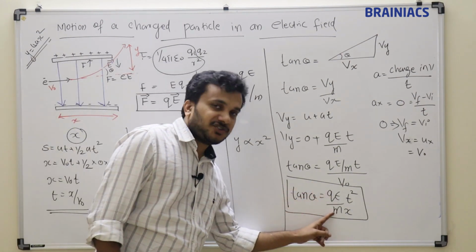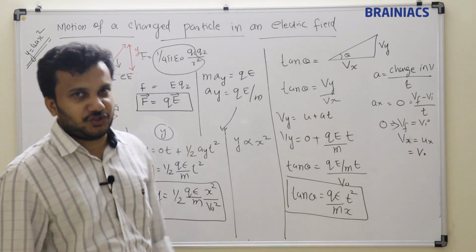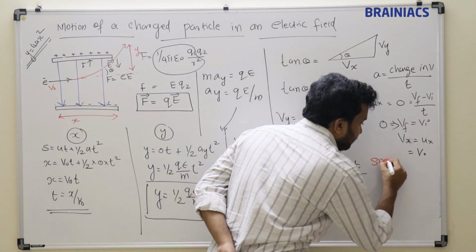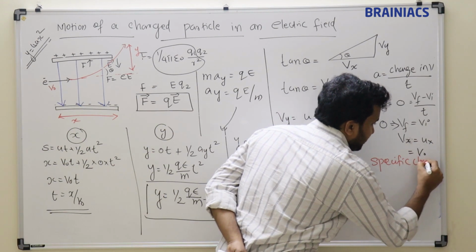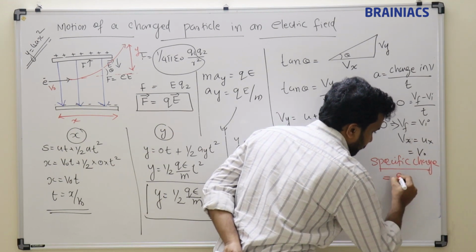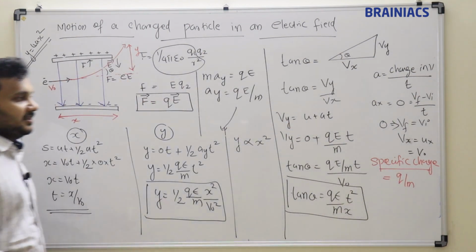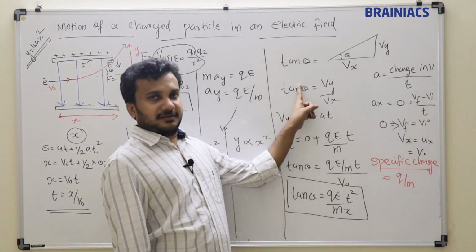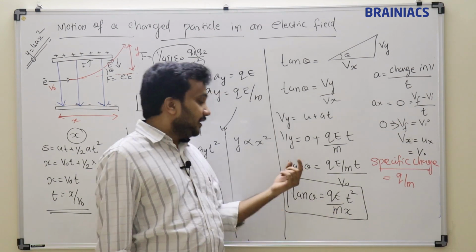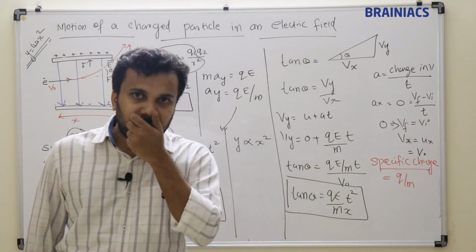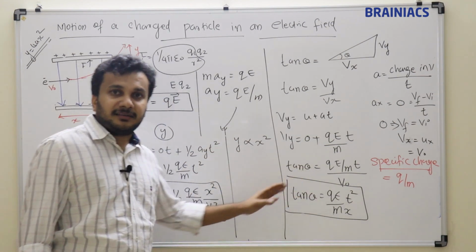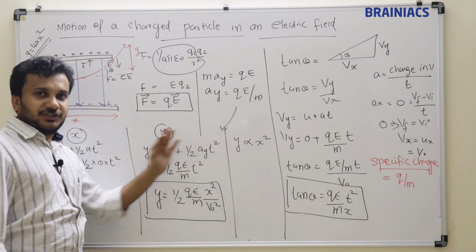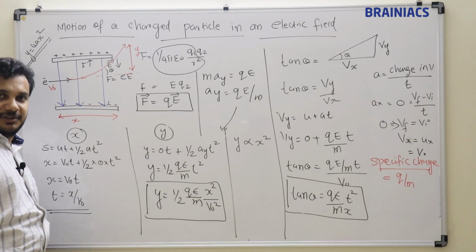Note down in your notebook: charge by mass is called specific charge. So write down a small subheading in your notebook: specific charge equals charge by mass. Whenever specific charge is higher, Q by M is higher, tan theta is higher. Correct. Q by M higher means tan theta higher, and tan theta higher means more deflection. This is the conclusion from this topic.